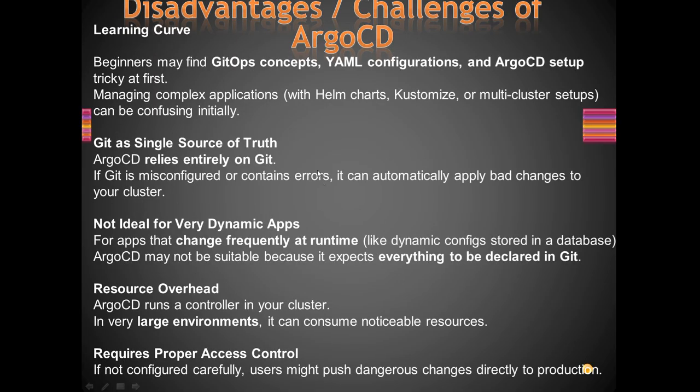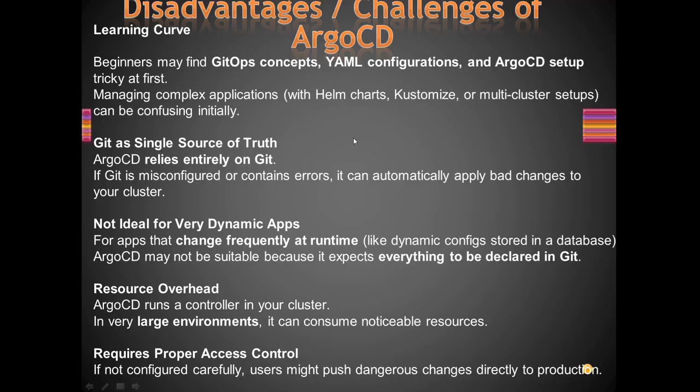Some of the disadvantages or challenges of Argo CD. Learning curve. Beginners may find GitOps concepts, YAML configurations and Argo CD setup tricky at first. Managing complex applications with Helm charts, Kustomize or multi-cluster setups can be confusing initially. Git as a single source of truth. Argo CD relies entirely on Git. If Git is misconfigured or contains errors, it can automatically apply bad changes to your cluster.